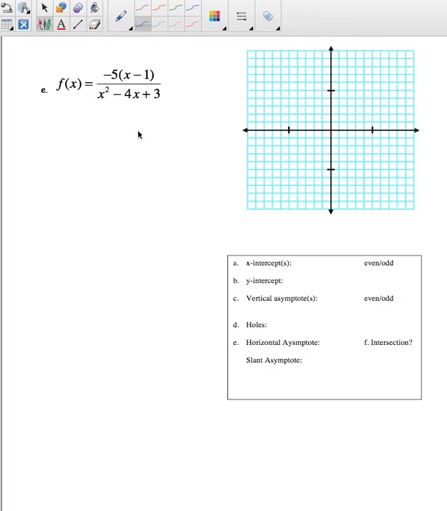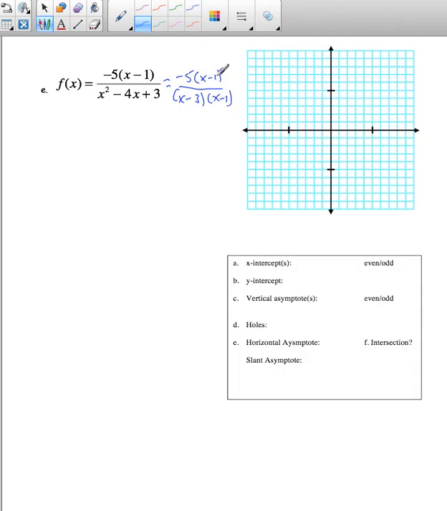Okay, we're going to graph the rational function in example 1e from notes 4.2 day 1. We'll begin by factoring the function. The numerator is already factored, so I'm just going to copy that here: negative 5 times the quantity x minus 1. The denominator we can factor. It's a trinomial that factors as x minus 3 times x minus 1.